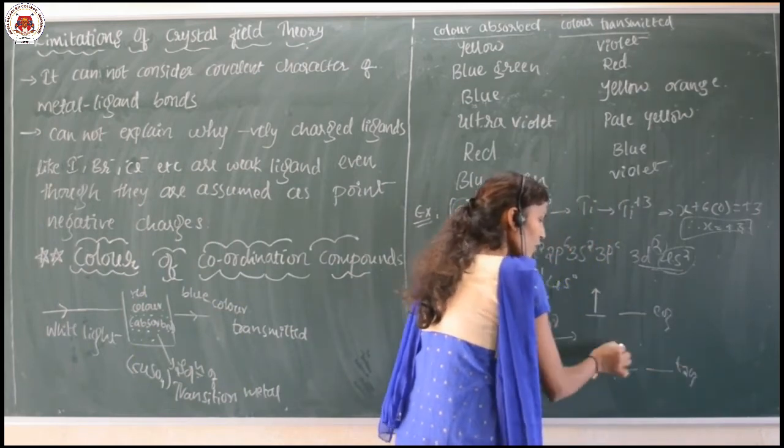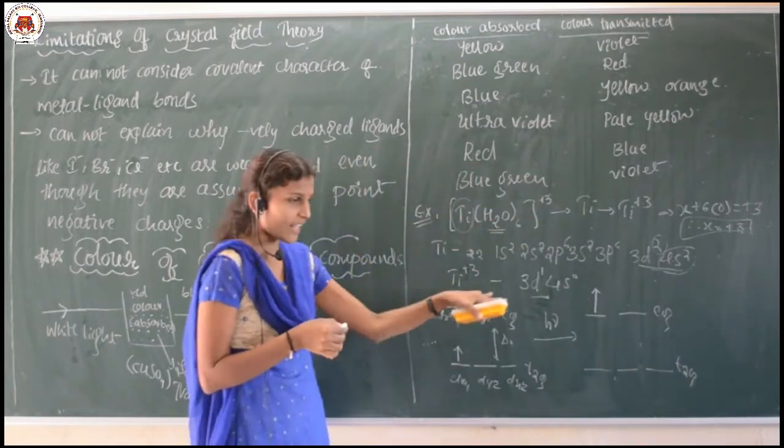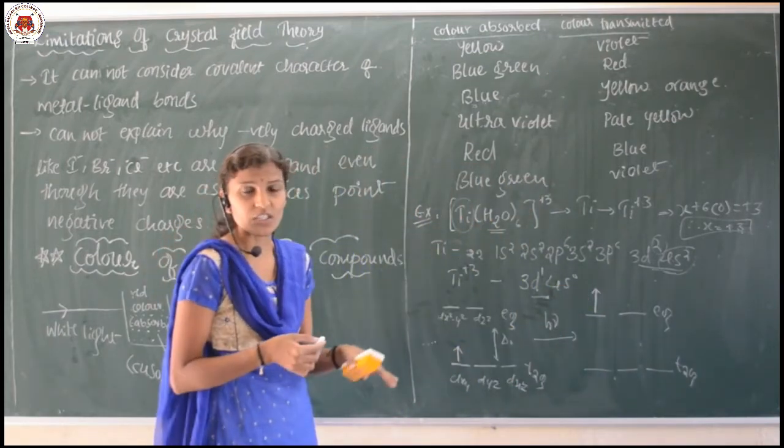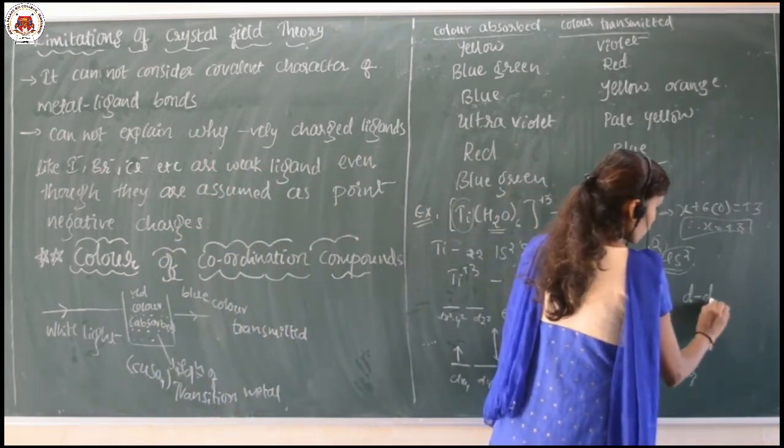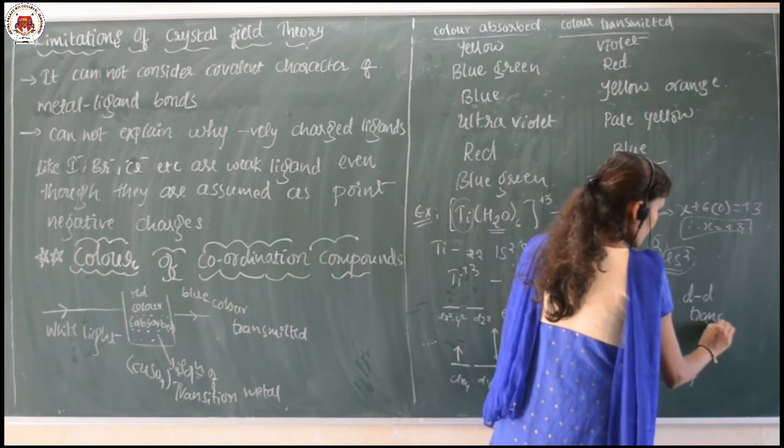Here the electron is jumped. This transition is known as dd transition.